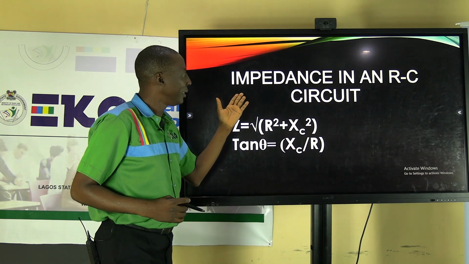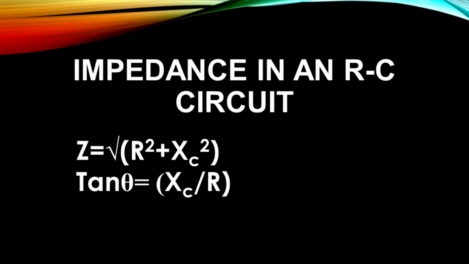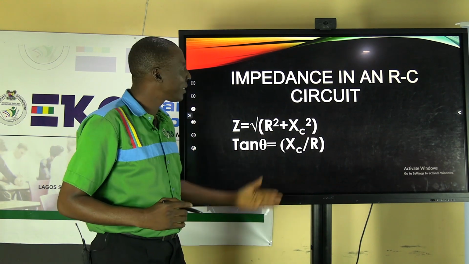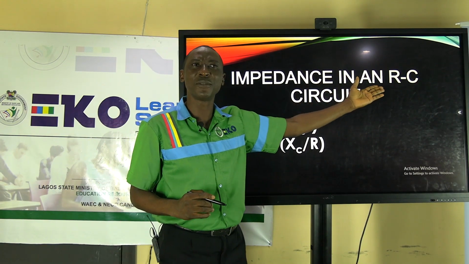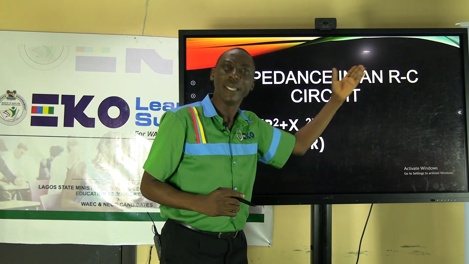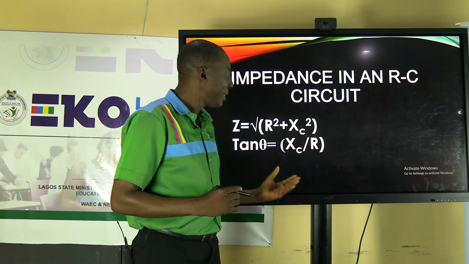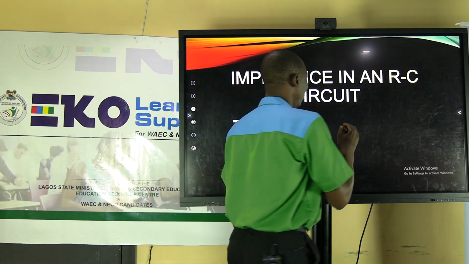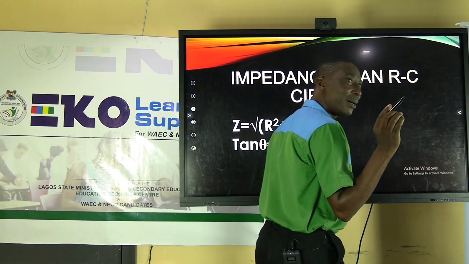We have impedance in an RC circuit. What does R signify? R signifies a resistor and C signifies a capacitor. Let's look at how the diagram will be. The circuit diagram.